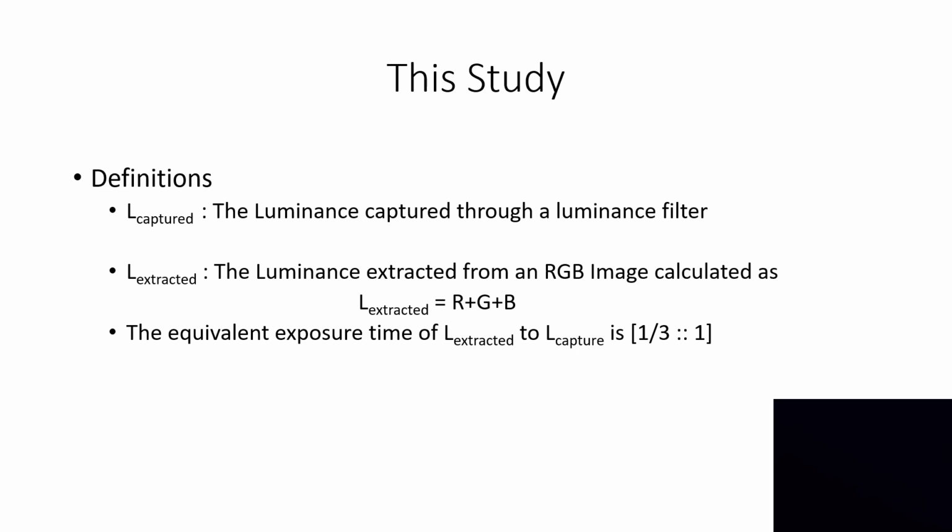We capture our R, G, and B, and we stack a whole bunch of them, and then we add R plus G plus B, which covers about the same wavelength span as a luminance filter covers. Actually, we don't divide it by 3 to get the L extracted. We just sum those to get the L extracted, and its equivalent exposure time compared to the L captured is 1/3. So if we had 1 hour of red, 1 hour of green, 1 hour of blue, we have the equivalent of 1 hour of L captured.